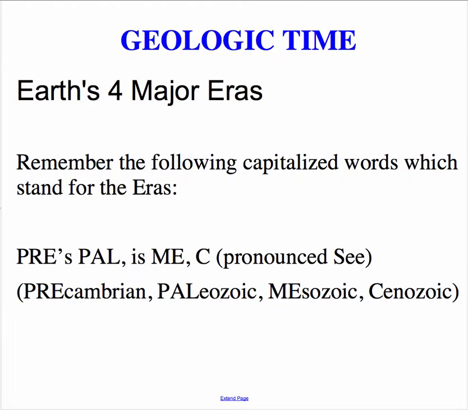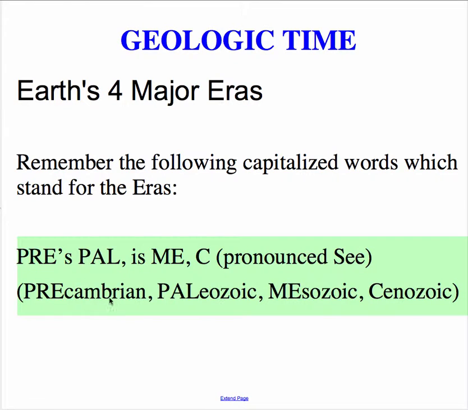So let's talk more about the Earth's four major eras. Technically we're giving you a little baloney right now because there's only 3 eras, but we're going to lump in an eon as an era. The way to remember them, you don't know them yet, but just remember them, is by the little moniker: Pre's pal is me C. And that's right here on the board. We'll highlight it for you.